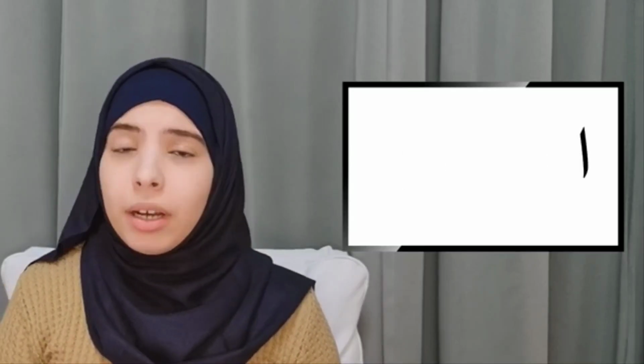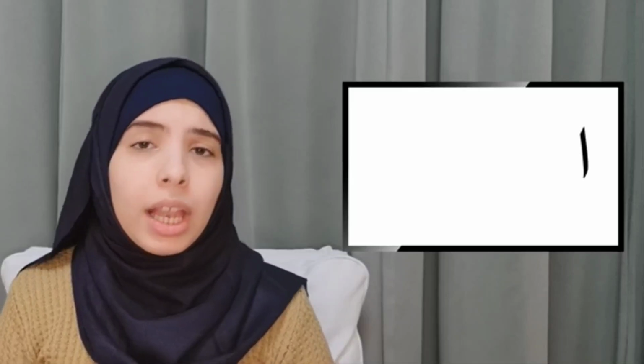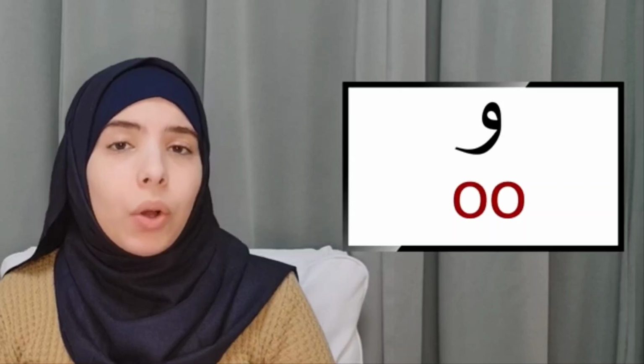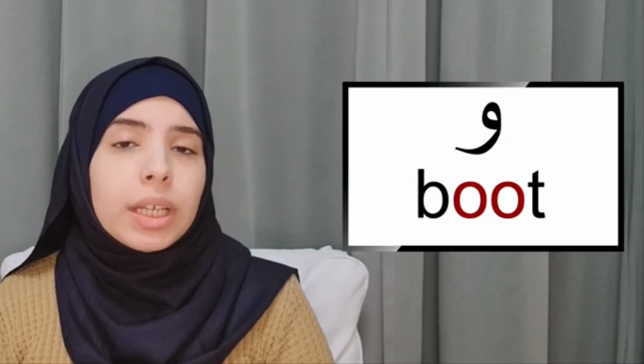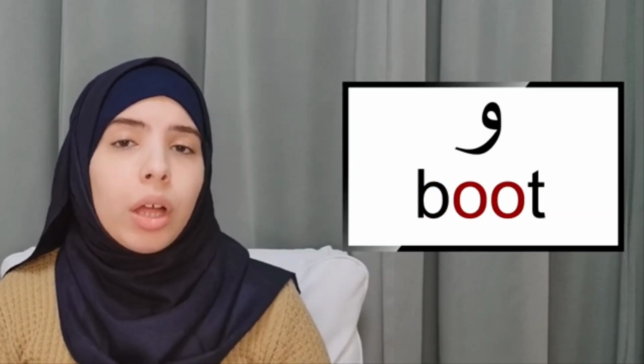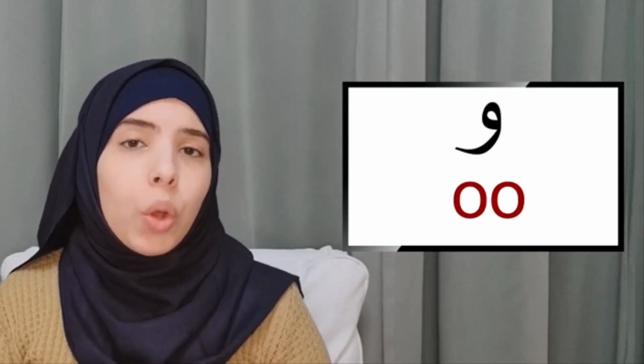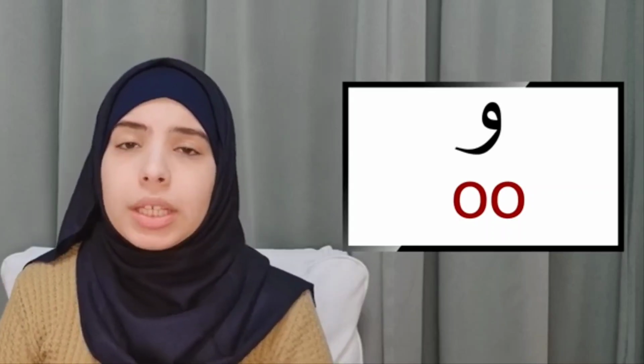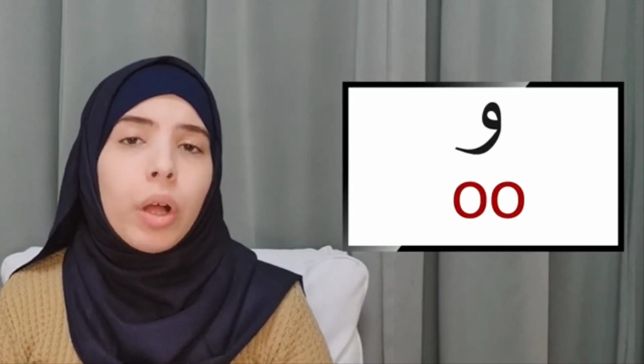Waw and ya. They are the last two letters of the Arabic alphabet, but I'll explain them now because they are very essential in Arabic. Waw and ya are both long vowels. Like alif, Arabic has three long vowels: alif, waw, and ya. Waw is pronounced like the double O in the English word boot. Ooh. Round your mouth and extend your lips as much as you can. It's not O, it is ooh.